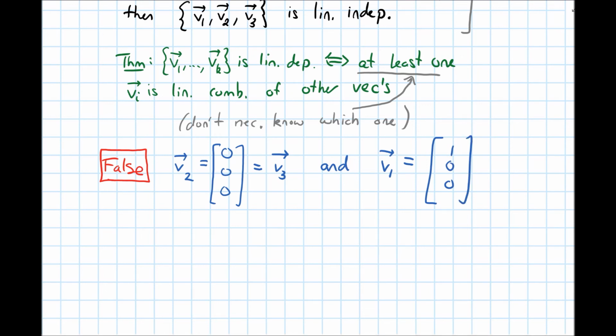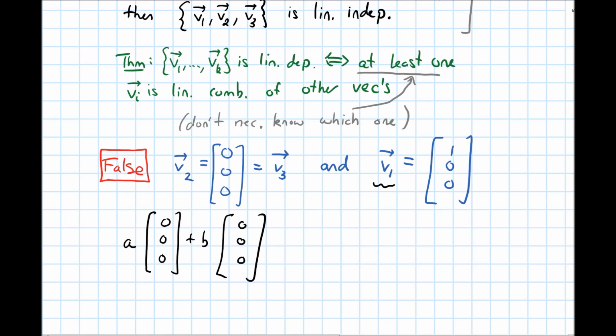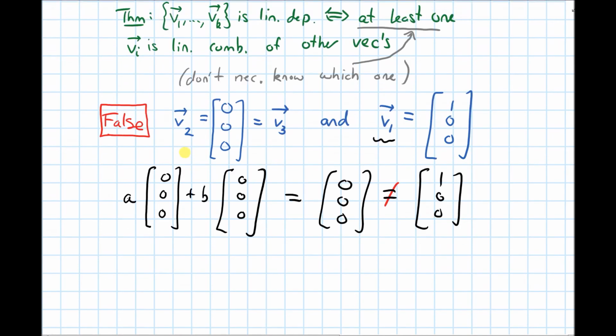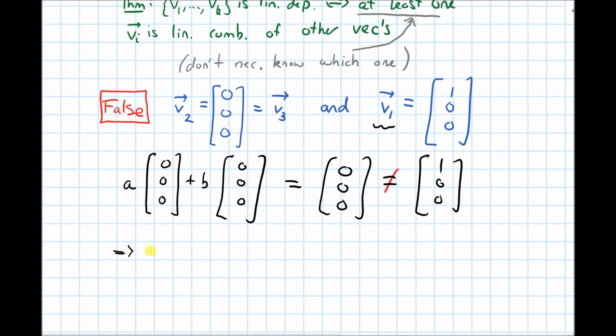And now let's check this. Let's check that if I form a linear combination of v2 and v3, so I have some number times v2 plus some number times v3, that I don't get v1. So if I do a times the zero vector plus b times the zero vector, well, that's just the zero vector. And that is not equal to v1. That is not equal to 1, 0, 0. So because of that, v1 is not a linear combination of v2 and v3. And that's one of the things that I wanted.